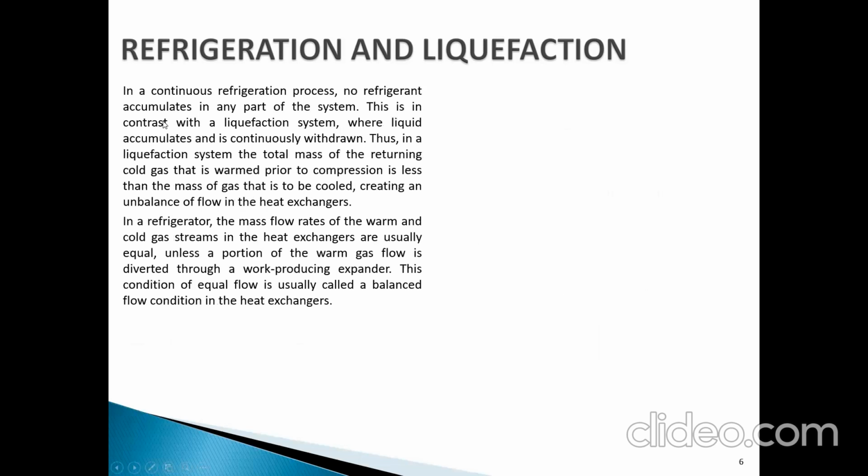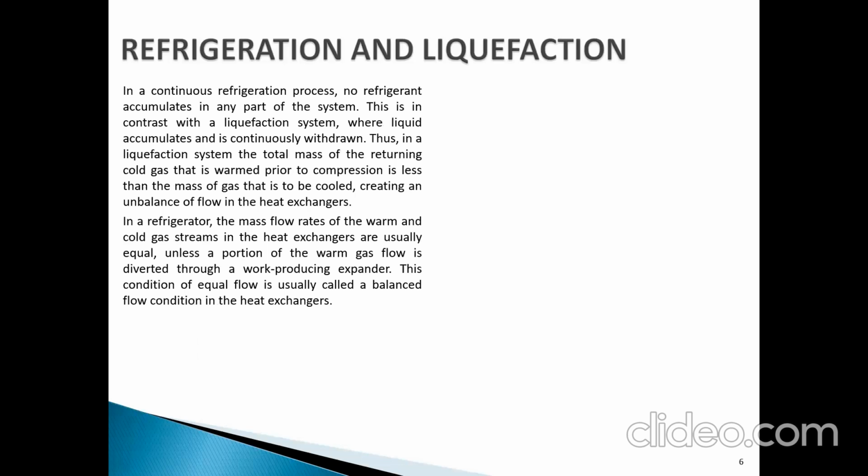In a continuous refrigeration process, no refrigerant accumulates in any part of the system. This is in contrast with a liquefaction system, where liquid accumulates and is continuously withdrawn. Thus, in a liquefaction system, the total mass of the returning cold gas, that is warm prior to the compression, is less than the mass of gas that is to be cooled, creating an unbalance of flow in the heat exchanger.